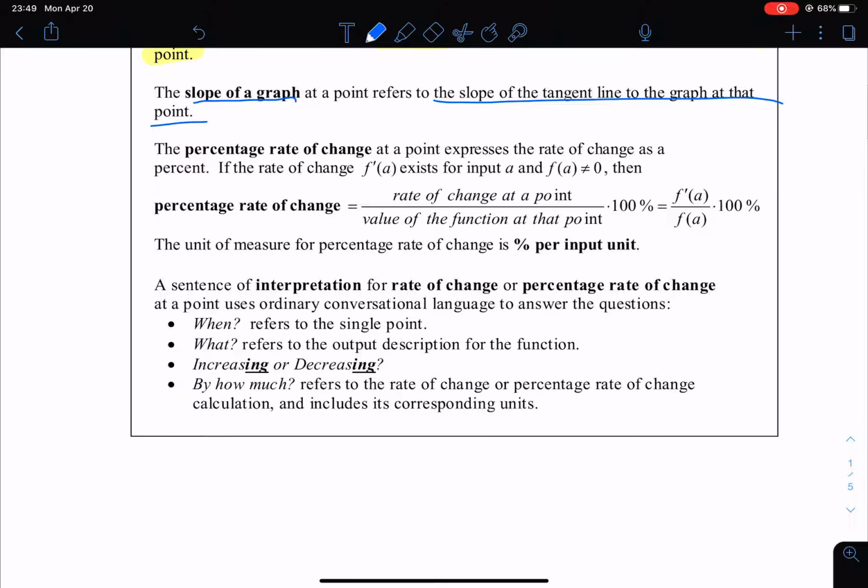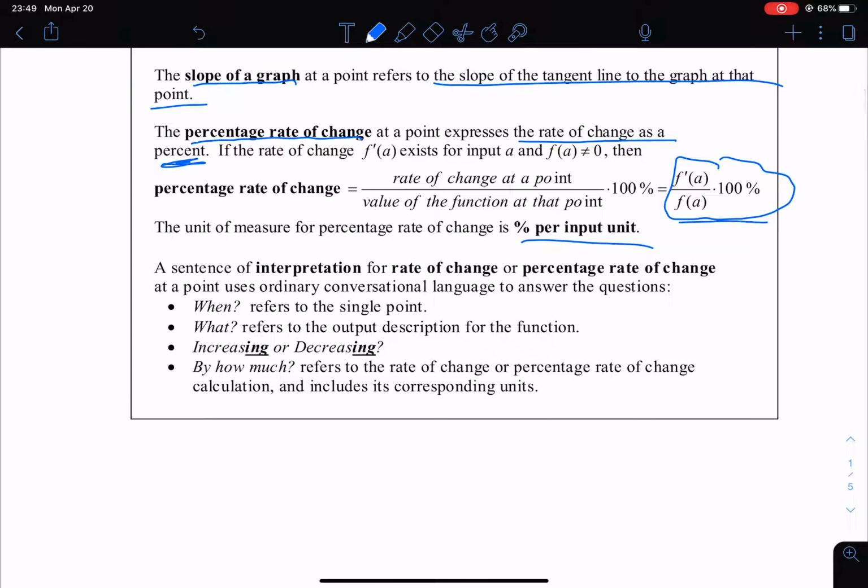And then the second change. First we talk about the rate of change that is used for a single point, and then second is about the percentage rate of change. Percentage rate of change at a single point expresses the rate of change as a percent. So this is the formula for percentage rate of change: f prime of a divided by f of a times 100%. And the unit of measure for percentage rate of change is percent per input unit.